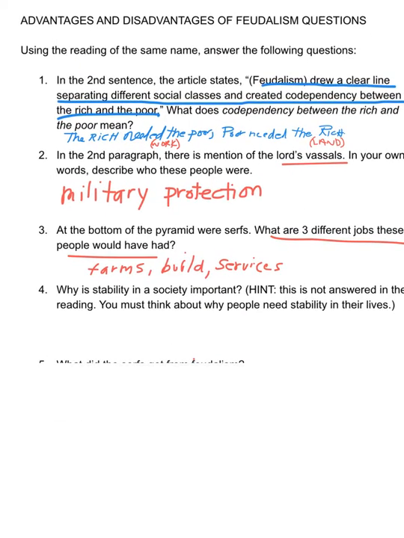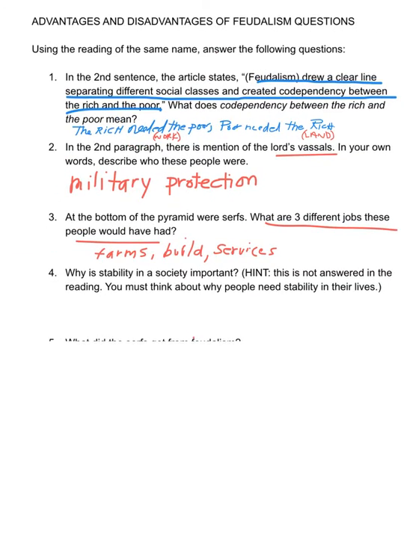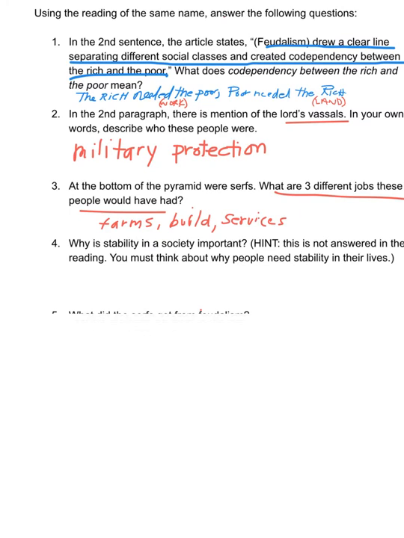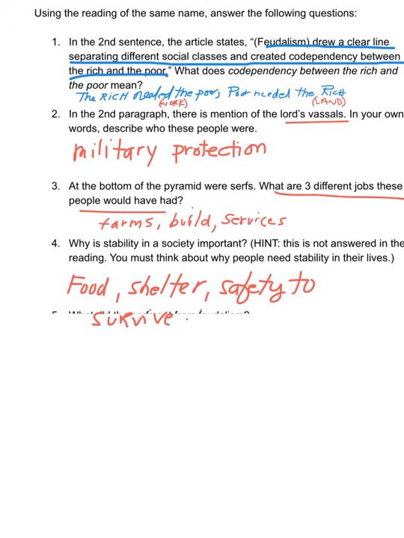Why is stability in society important? Hint, this is not answered in the reading. You must think about why these people needed stability in their lives. Well, people have to have food, shelter, and safety to survive. Okay, and in order to have that, you need land.